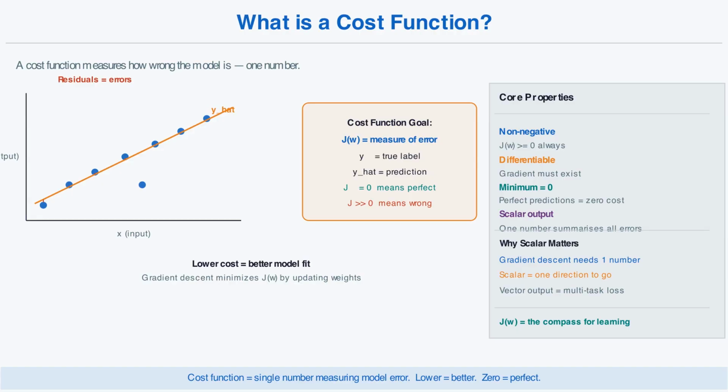So the cost function has 4 essential properties. It must be non-negative, loss cannot be below 0. It must be differentiable, we need to be able to compute its gradient. It should equal 0 for a perfect model. And it must be a scalar, not a vector, so gradient descent has a single objective to minimize.